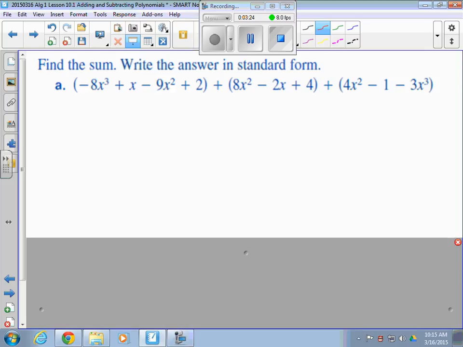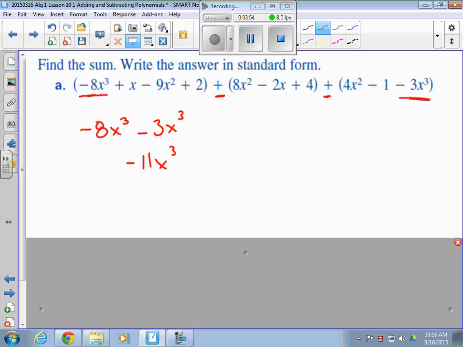Start with your highest degree exponent. Negative 8x to the third. X to the third is the highest. So negative 8x to the third plus, there's no x to the thirds in the second one, plus negative 3x to the third. So you have something that says negative 8x to the third minus, because plus a negative means minus, 3x to the third. So when you put those two together, we know we get negative 11x to the third.